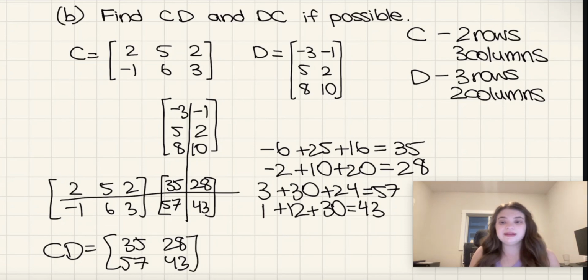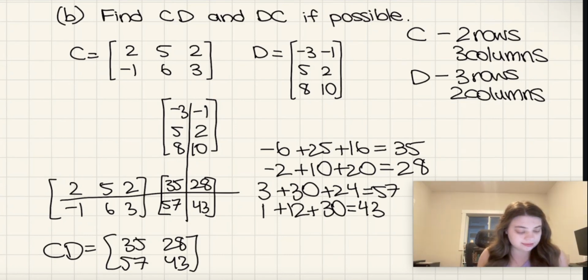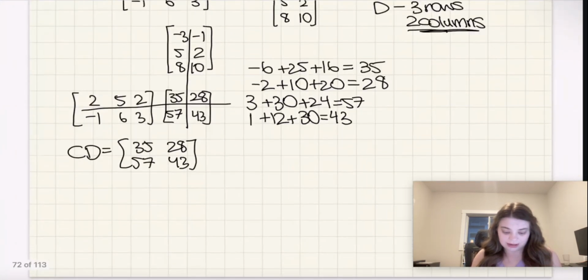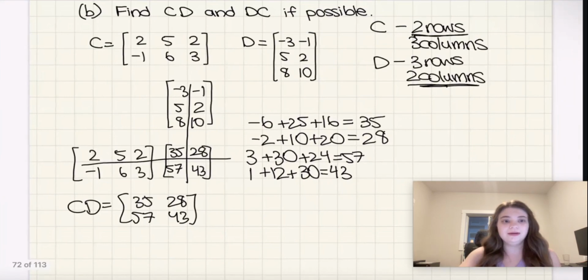Okay, the next thing we need to do is figure out DC if possible. So first of all, is it possible? Is it true that the number of columns in the first matrix, in this case D, is the same as the number of rows in the second matrix? And yes, because matrix D, the first one, does have 2 columns, and matrix C has 2 rows. So the answer is yes, absolutely. We can multiply them. I'm actually going to grab another page here for us to multiply them since we don't have a lot of room here.